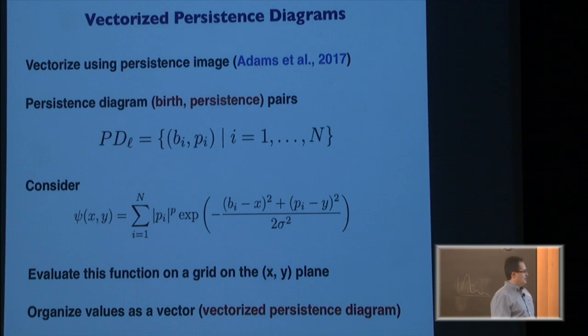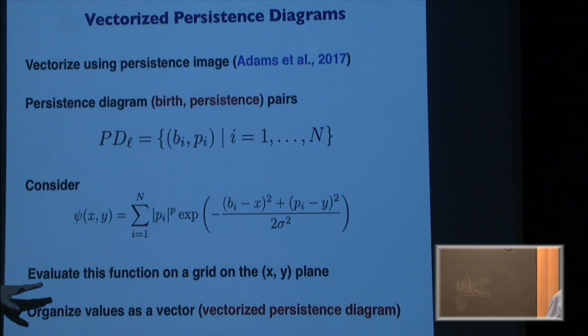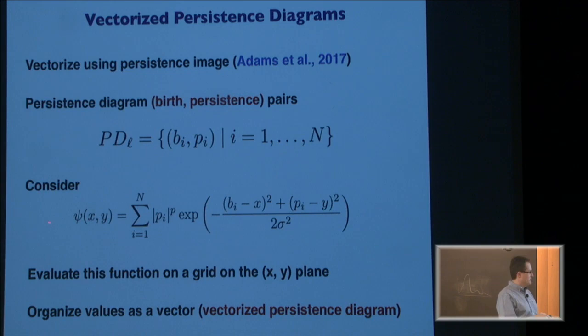So we do this because we want things close to the x-axis to be zero, because those are things that are not important. And if you have high long persistence, those things are more important. So that's the weighting function that we use. So then with this, we construct this function, just a two-dimensional function.